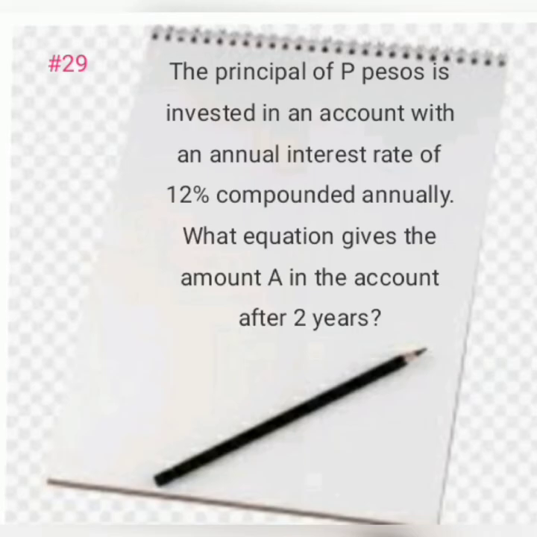The principal of P pesos is invested in an account with an annual interest rate of 12% compounded annually. What equation gives the amount A in the account after 2 years?